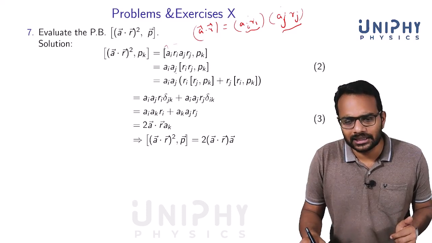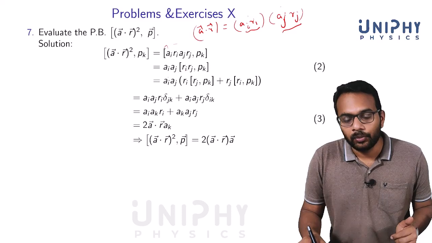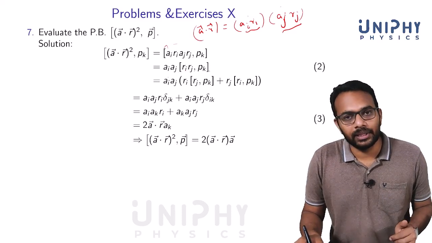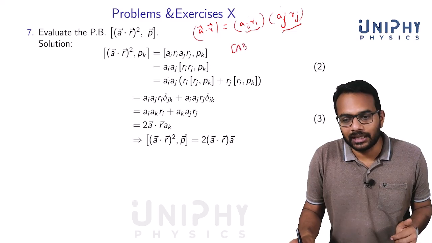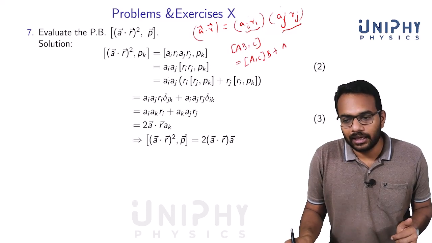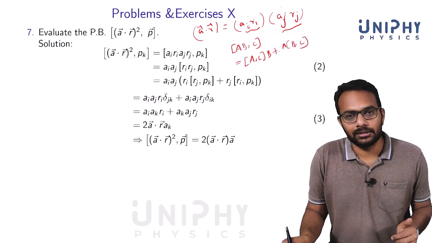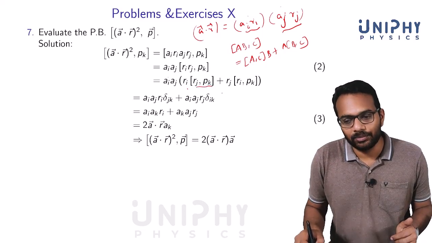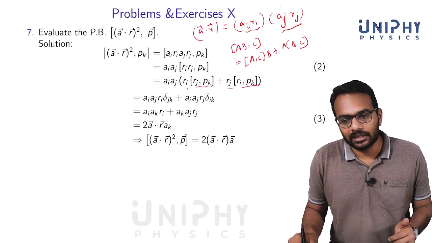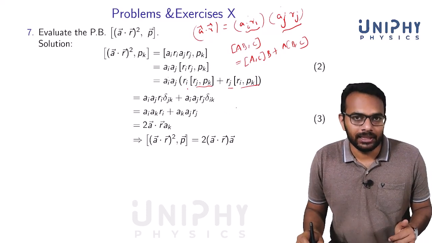The constants can be pulled out. So it's a_i a_j with r_i r_j with p_k. Now we can use the usual rule. If you have something like a b with c, we know that it's a comma c multiplied by b plus a multiplied by b comma c. That's exactly what we do here. It's r_i multiplied by r_j with p_k plus r_j multiplied by r_i with p_k.